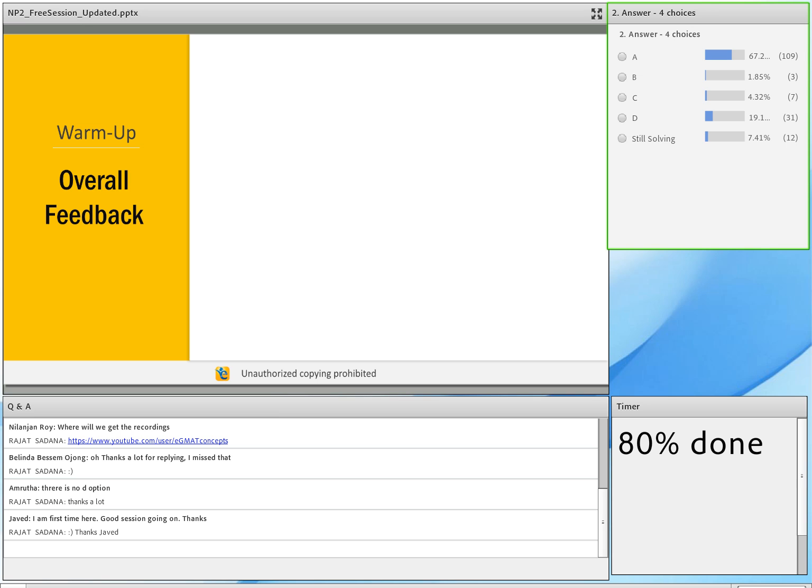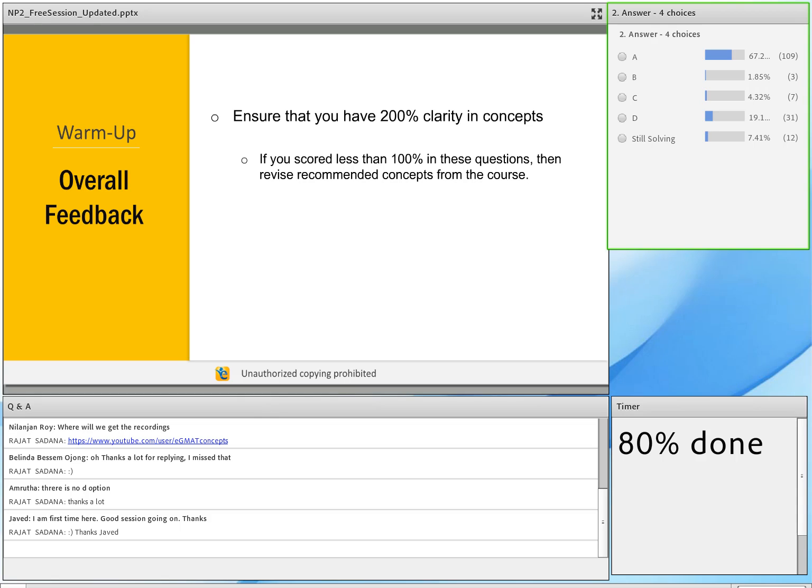All right. So overall, make sure you know these concepts. I mean, this was a warm-up section. These weren't real questions. These were just to make sure that you have the concept in there. So you need to have 200% clarity on these concepts. If you didn't do well, make sure that you revise this.